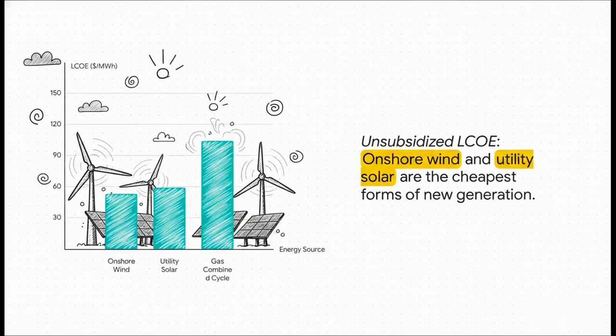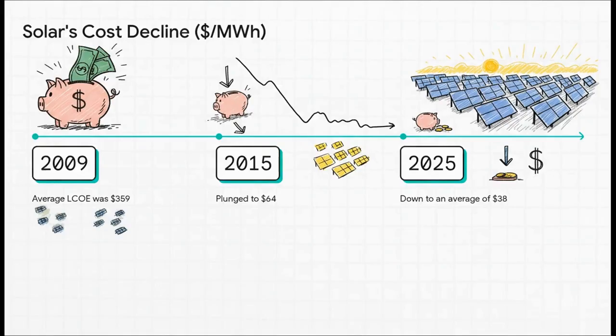And here is the headline. On an unsubsidized basis, and that's key, this is without any government tax credits, the cheapest forms of new power generation today are onshore wind and big utility-scale solar farms. They consistently come in cheaper than building a brand new natural gas plant. But, this was not always the case.